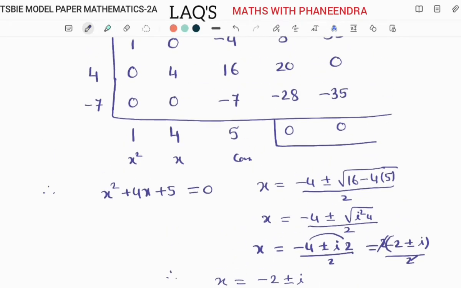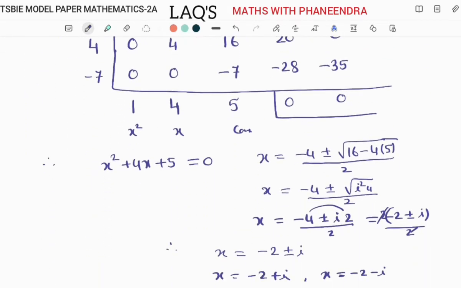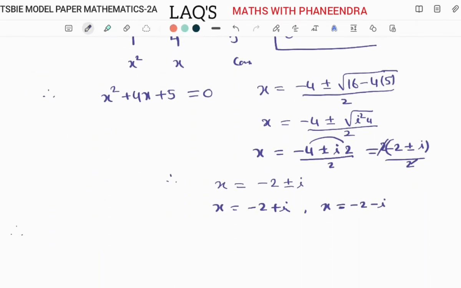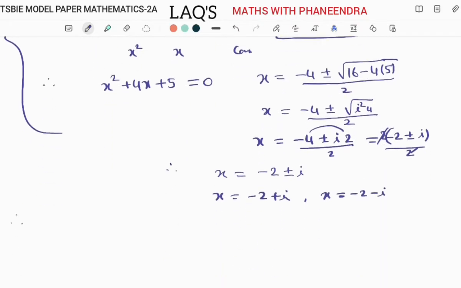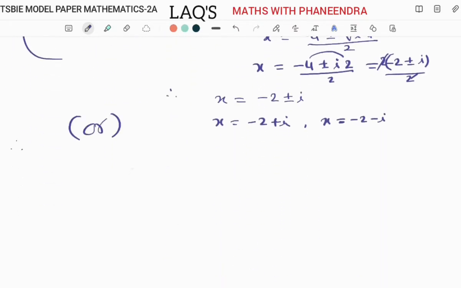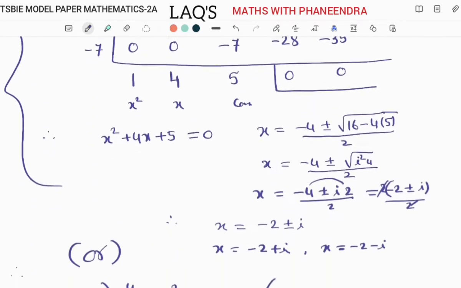So already we got the factor x square minus 4x plus 7. For that, the roots are given as 2 plus i root 3, 2 minus i root 3, and these are all. Therefore the roots of the, before that, suppose if you don't want this method, dear students, what you will do is, for x power 4 minus 4x square plus 8x plus 35, no? For this actual division also we can do, by x square minus 4x plus 7.